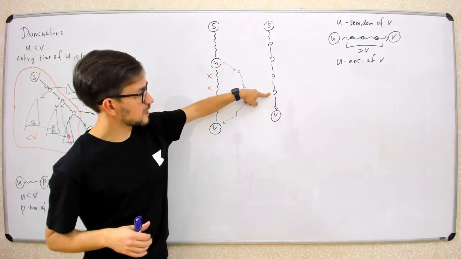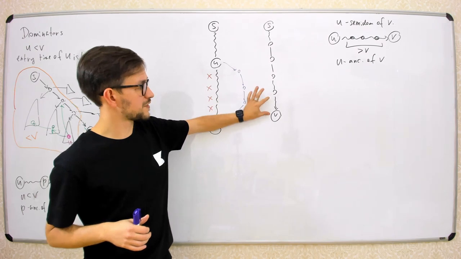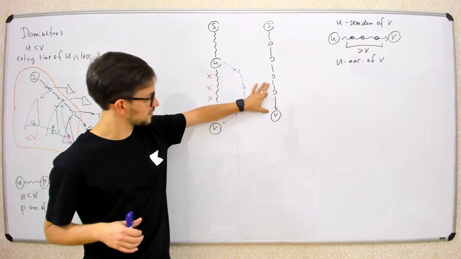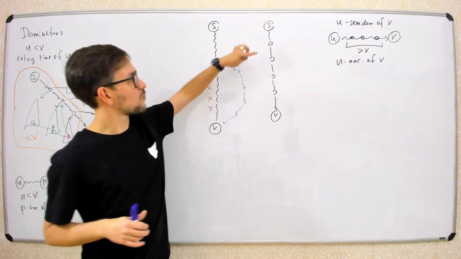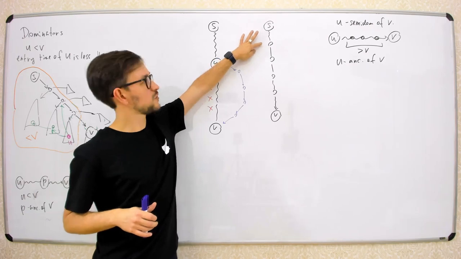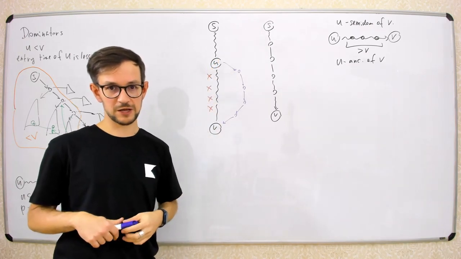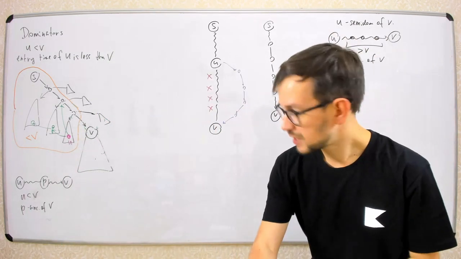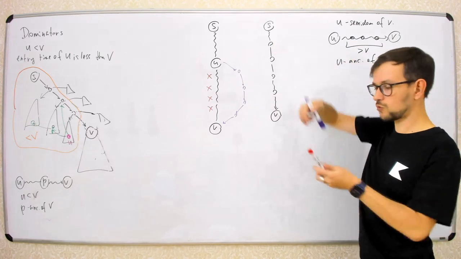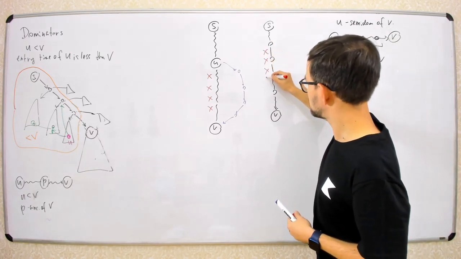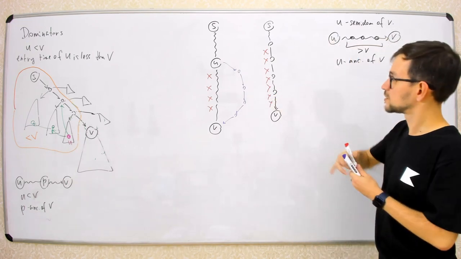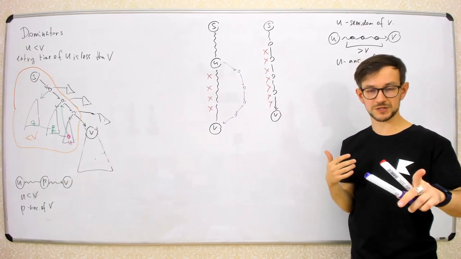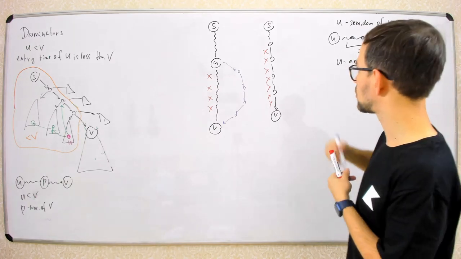So this semi-dominator gives you the proof that these nodes are not dominators. This one gives you the proof that all these nodes are not dominators, and so on. So the topmost semi-dominator, this one, gives you more information than all other semi-dominators. So this is the most important semi-dominator, because it gives you the maximal possible information. We will remember only this semi-dominator.